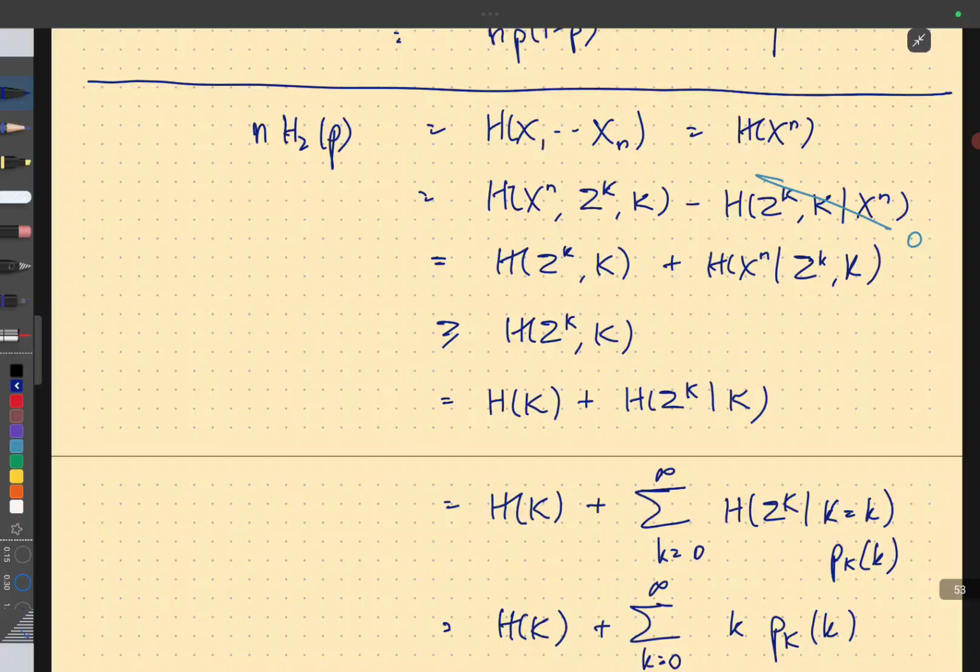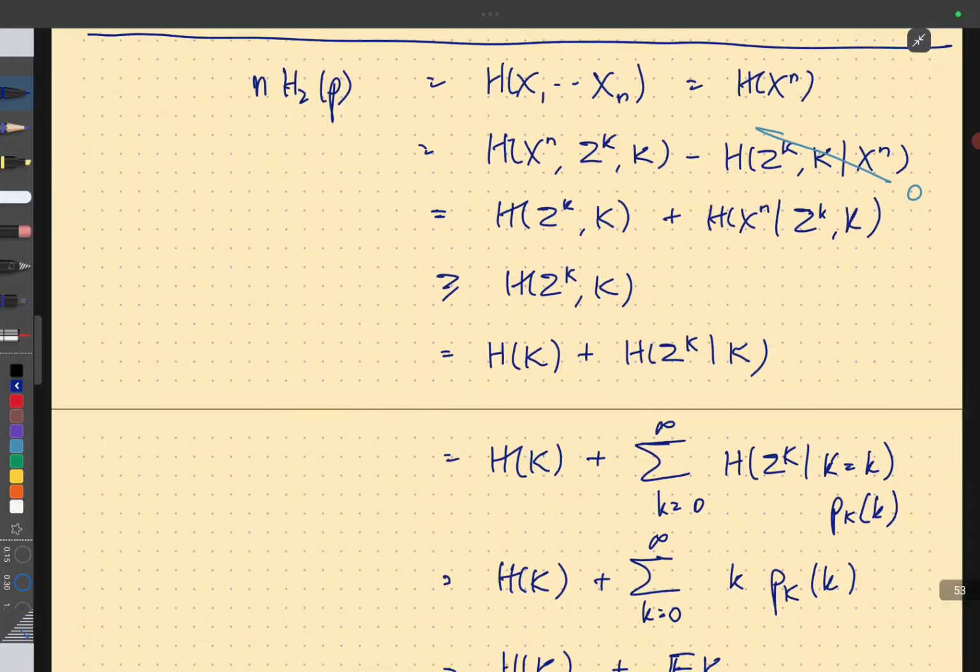So the entropy of Zk cannot be any more than the entropy of Xn. Because after all, Zk is a function of Xn. It can't be any more than the entropy of Xn. But also, if you wanted to do the best possible, you would want the entropy of Zk to be equal to the entropy of Xn. Because then you're not losing any randomness, so to speak.